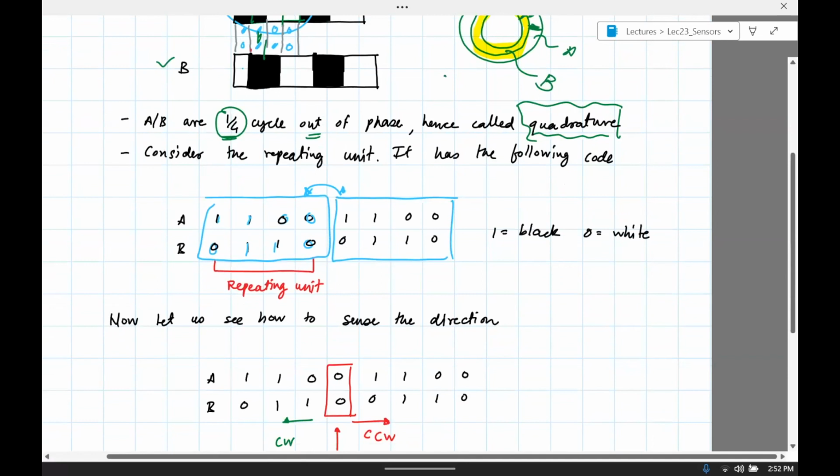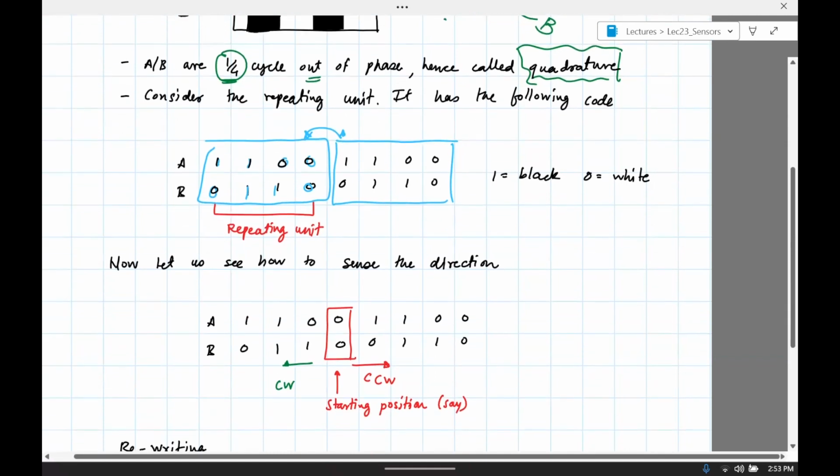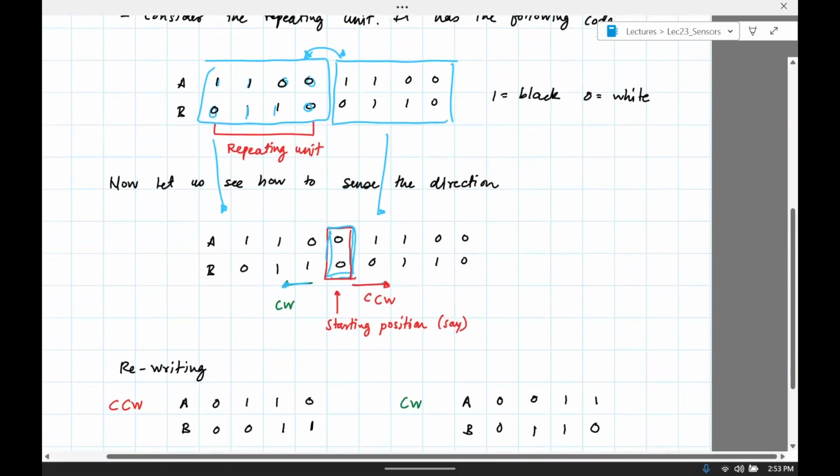Now, as we said, we are using this to measure the direction. So this is how it works. I've written down 2 of these units again. Let's assume that we start from 0, 0. It's just an arbitrary number, you can choose anything, but 0, 0 is easier. Let's assume that this way is clockwise and this is counterclockwise. That really depends on how it is mounted, but let's assume that's true.